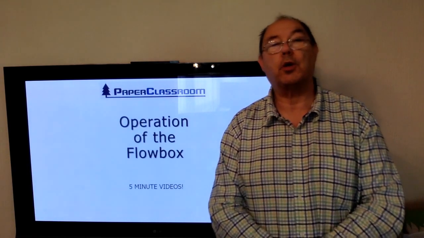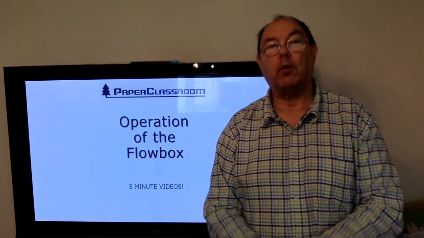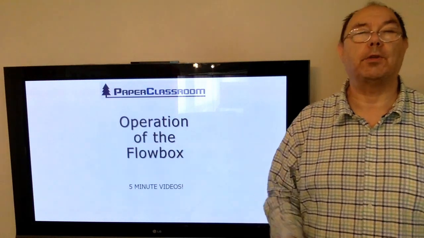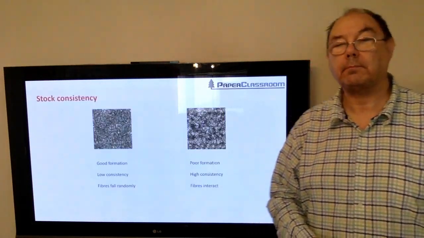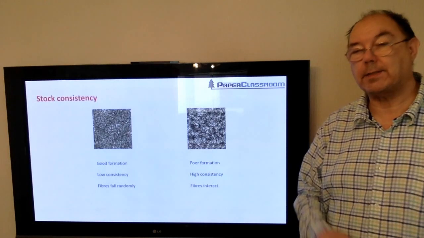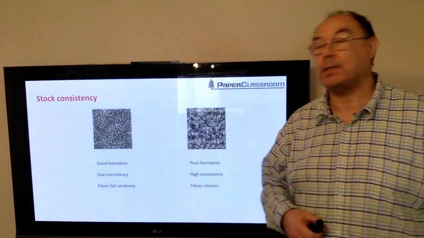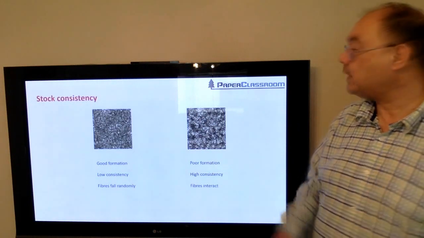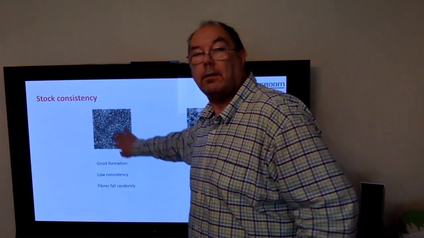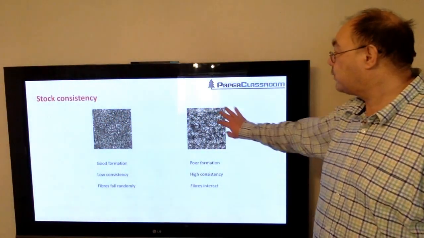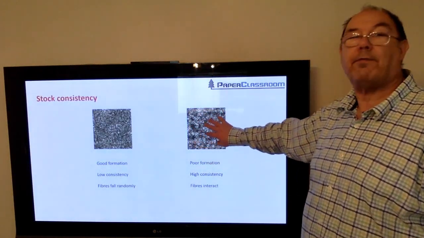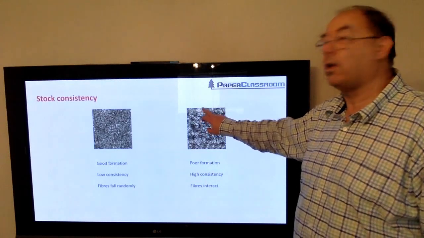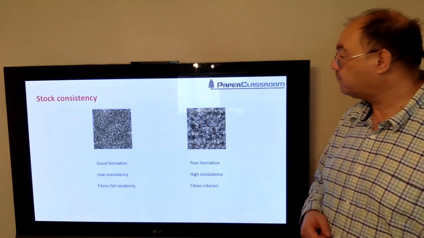In this session we're going to talk about the operational parameters of the Flowbox, and there are 4 parameters I want to talk about in this session. First parameter is consistency, Flowbox consistency. As you can see here, we've got 2 sheets. This one has got fairly good formation, this one has terrible formation, very flocky. Areas of high consistency, areas of low sort of fibre density.